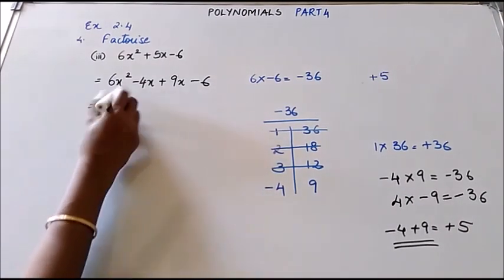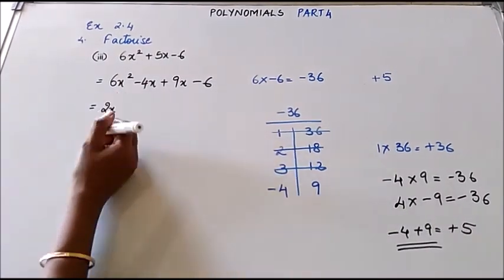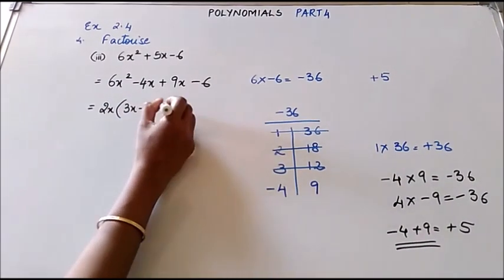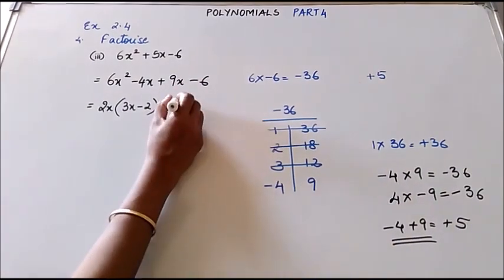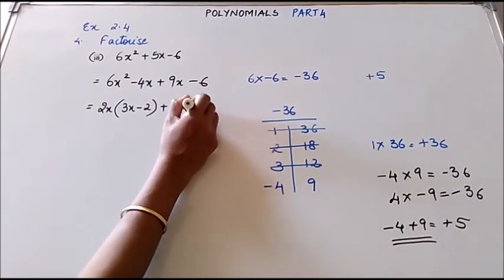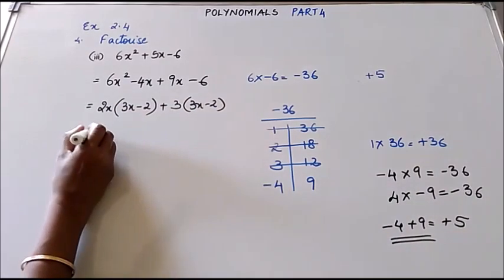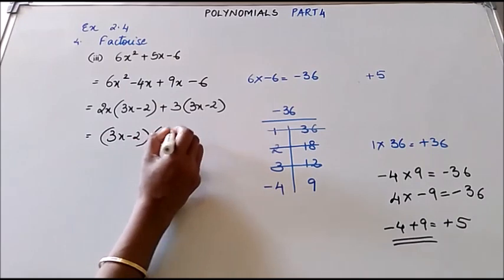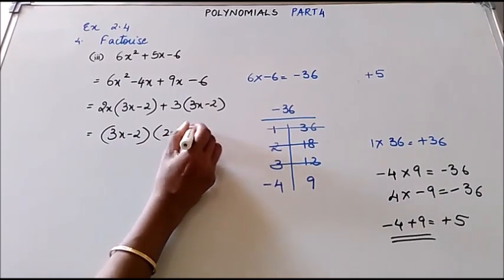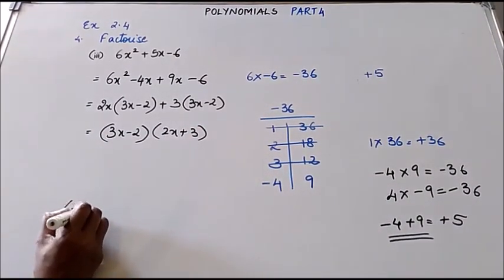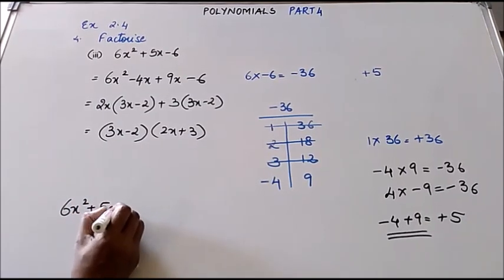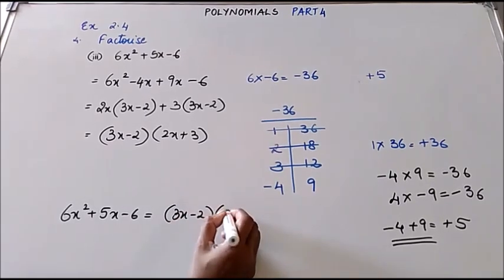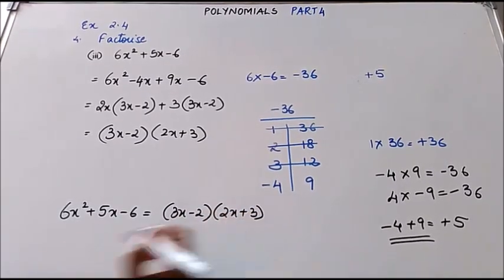2 is common in the first two terms, so we take here 2x. x is also common. In the bracket we get 3x minus 2. In the last two terms, the common is 3. Here we get 3x minus 2 in the bracket. 3x minus 2 is common. In the bracket here we get 2x plus 3. Therefore we get 6x square plus 5x minus 6 equal to 3x minus 2 into 2x plus 3.